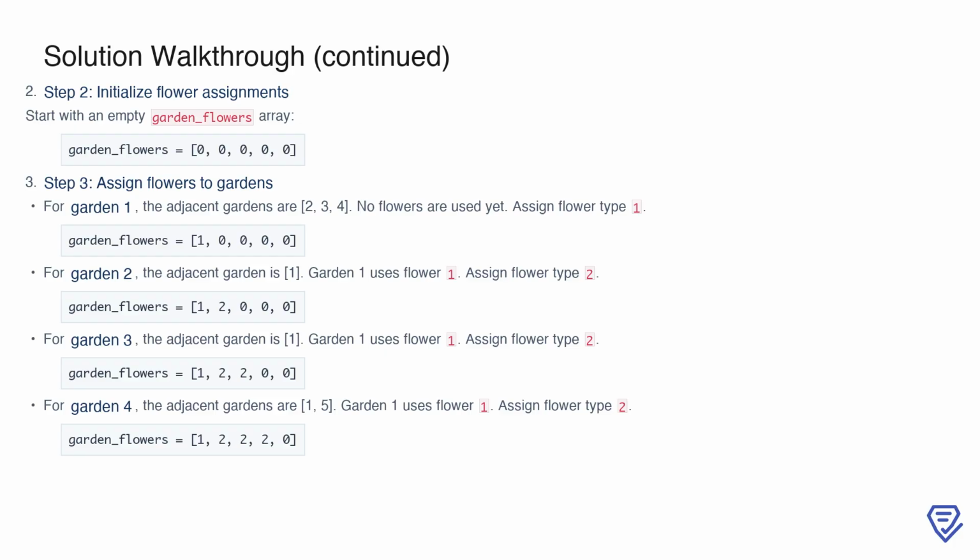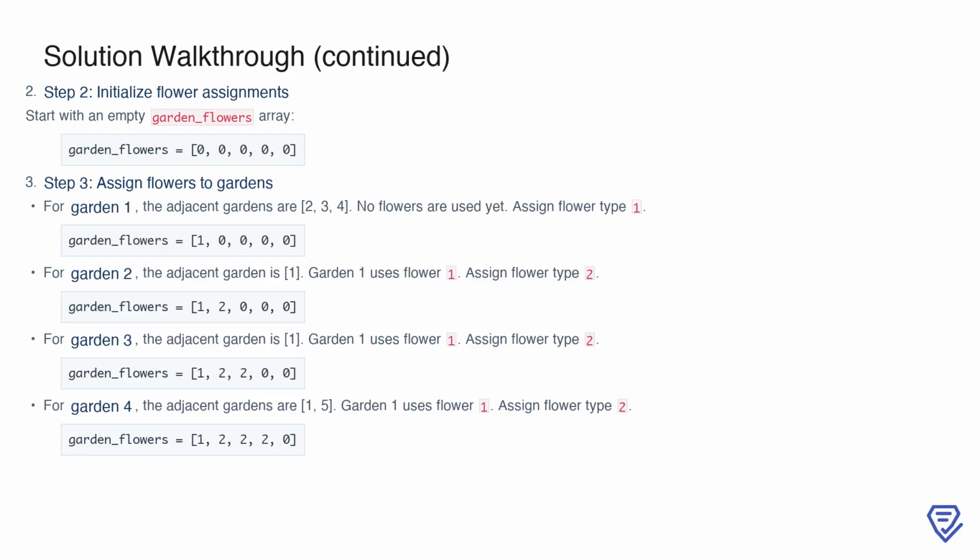First, we represent the graph using an adjacency list. Garden 1 is adjacent to gardens 2, 3, and 4, garden 2 is adjacent to garden 1, garden 3 is adjacent to garden 1, garden 4 is adjacent to gardens 1 and 5, and garden 5 is adjacent to garden 4.